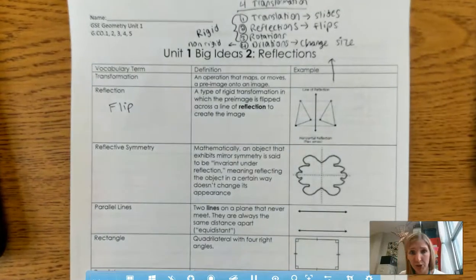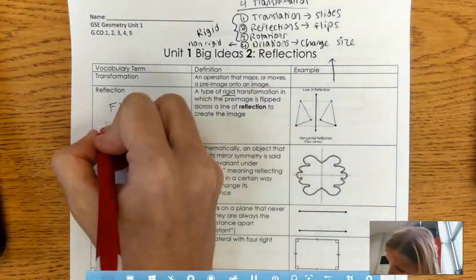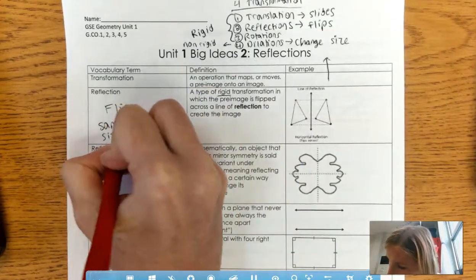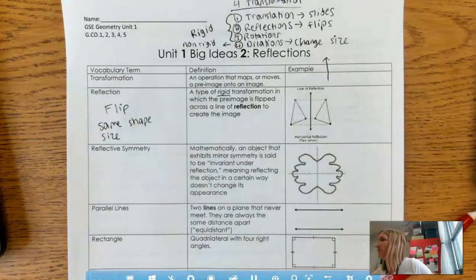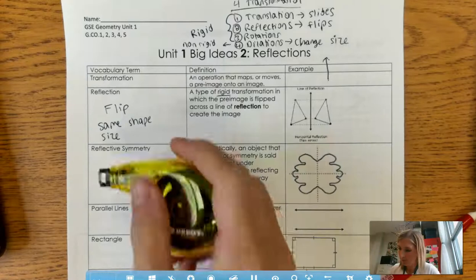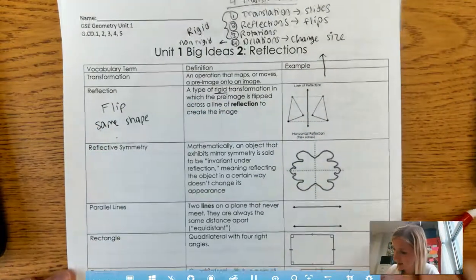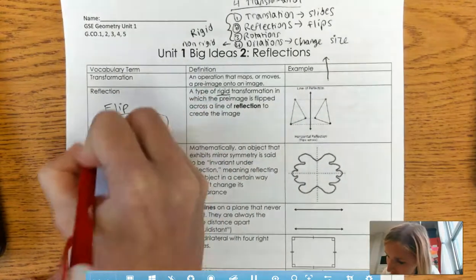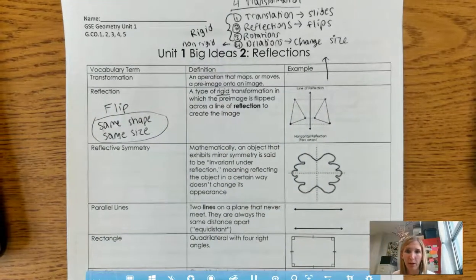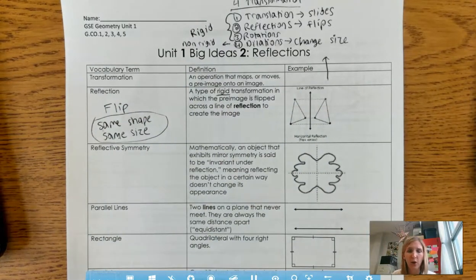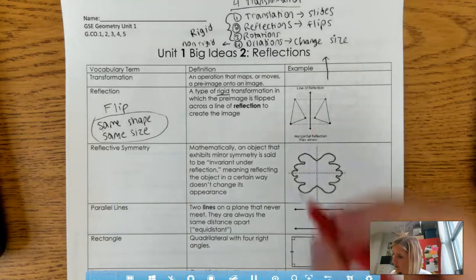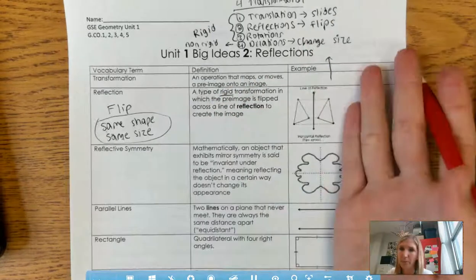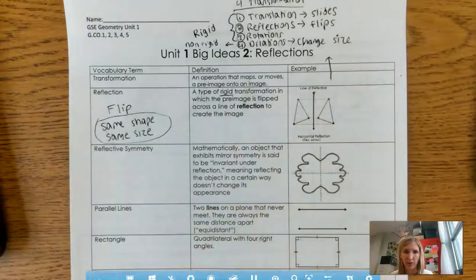A reflection is a type of rigid transformation, and again, it's rigid because same shape, same size. I meant to write same. All we're doing is flipping it, but that's why it's a rigid transformation. So we're flipping it over a line of reflection, or a line of symmetry. You see this line of reflection there? We're taking this triangle and flipping it over the line, so they're mirror images looking at each other.